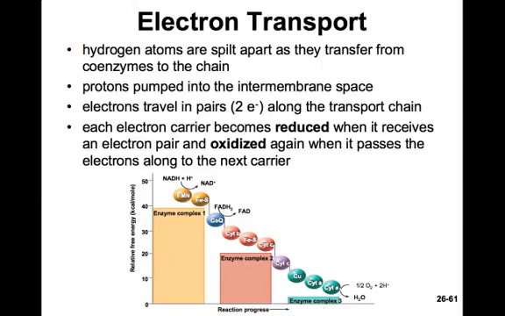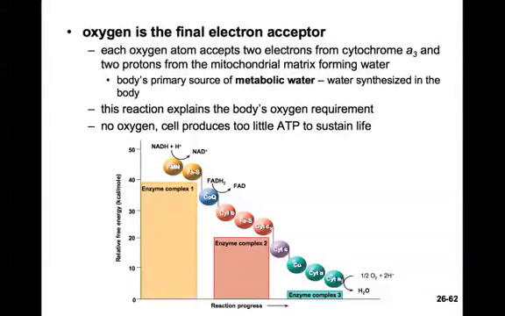The electrons travel down the chain in pairs, noted as 2e-. Each electron carrier becomes reduced when it receives the electron pair and oxidized again as it passes that electron pair along to the next carrier. Again, oxygen is the final electron acceptor. Each oxygen atom is going to accept 2 electrons from the final protein in the electron transport chain and 2 protons from the mitochondrial matrix, which will form water.